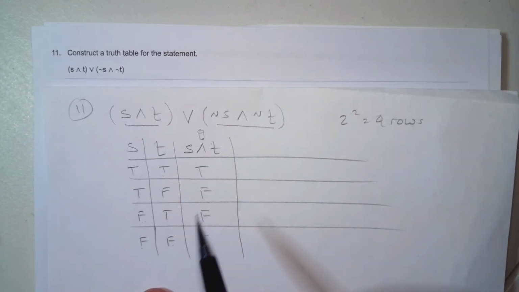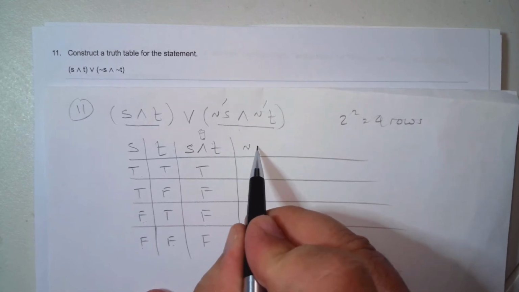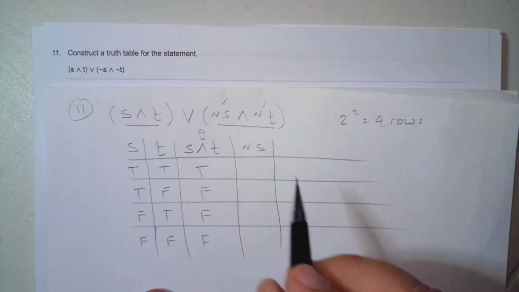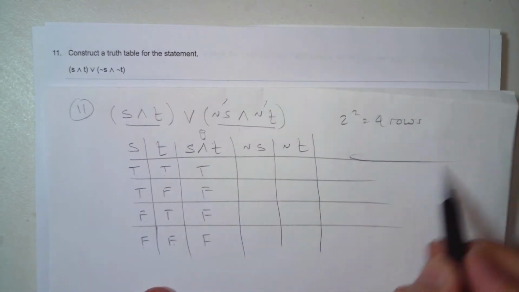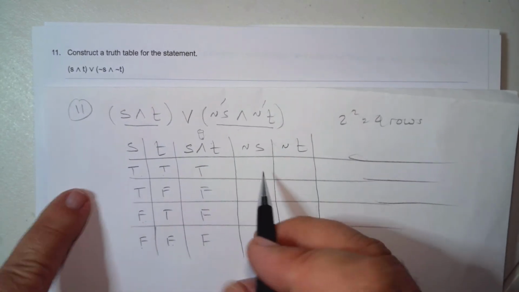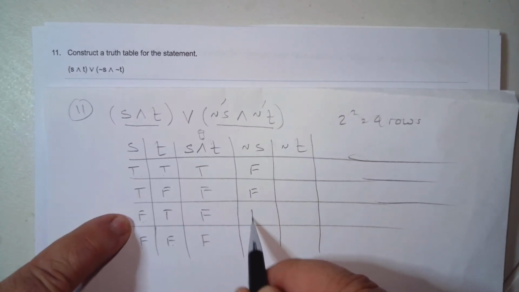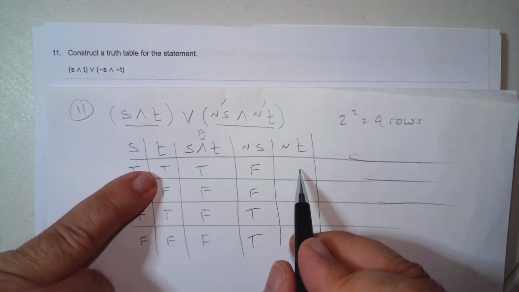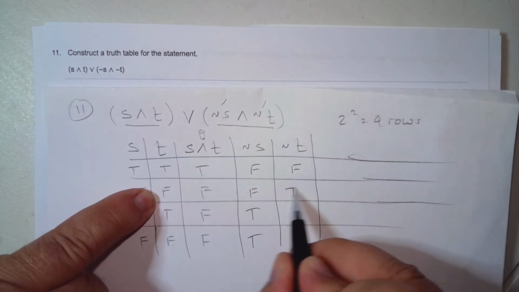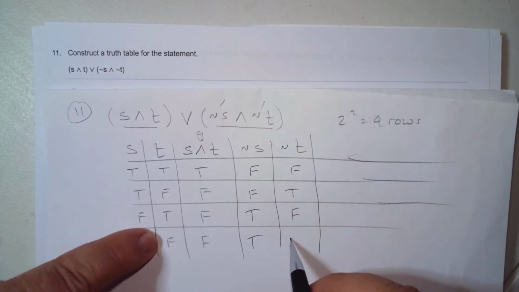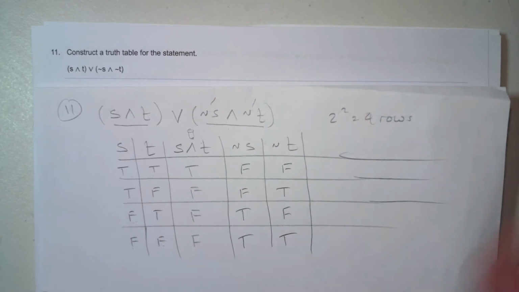Now we have to do the second parenthesis. But before we do the second parenthesis, we have to find the negations of both S and T. So the negation of S. True becomes false, and false becomes true. Negation of T. T becomes F, F becomes T. It's like changing a number from positive to negative. That's all that negation does.